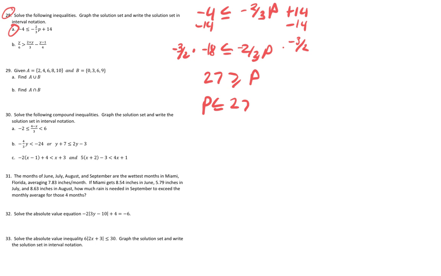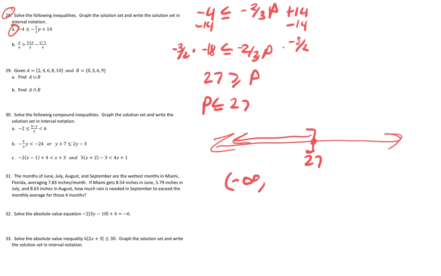And then it asks us to graph this, so we will draw our number line. We'll have our 27. In some notations, they'll have a solid dot. There'll also be sometimes a bracket to indicate that it is inclusive, or the less than or equal to, and then an arrow pointing to negative infinity. And from this, we can say from negative infinity, remember that infinities always have parentheses, to 27 is our interval notation.